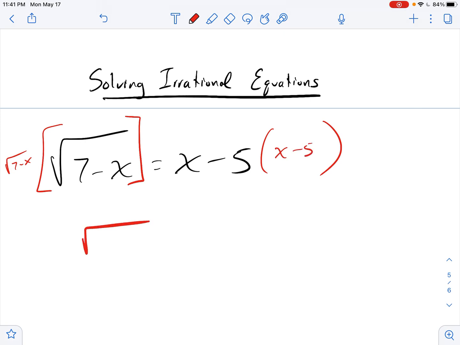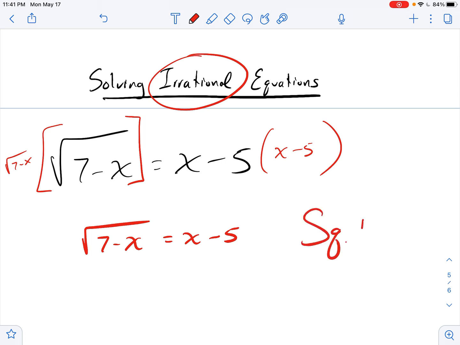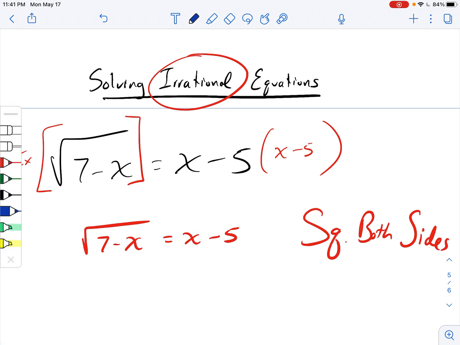So what that means is what you can do when you have an irrational in an equation is you can square both sides. You just have to do it properly and responsibly. So yes, I can square both sides. I'm going to square this, and please notice my use of parentheses. So the square root of 7 minus x just becomes a 7 minus x. And now I need to make sure I properly FOIL x minus 5 quantity squared.